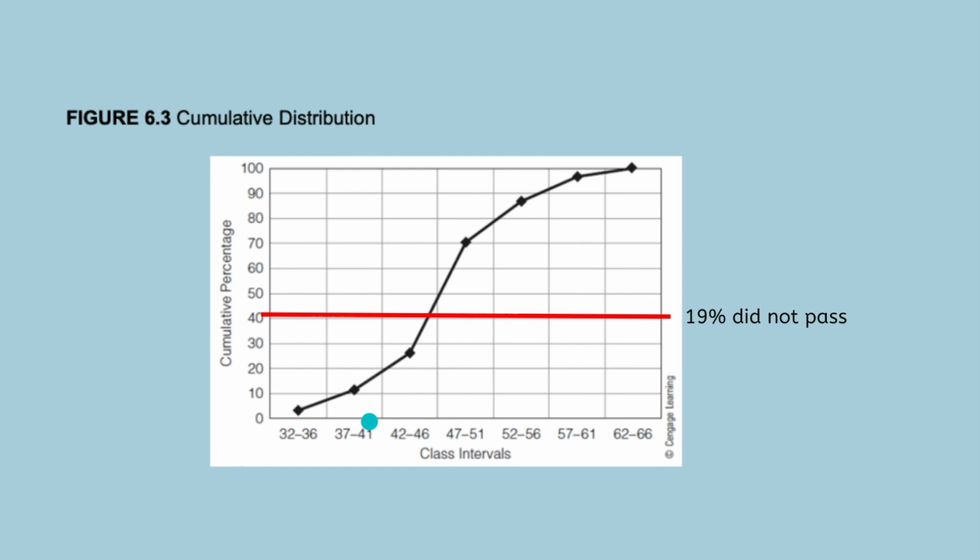And if we look at these kids down under here, we've got about 19% who did not pass. And that helps us understand, ooh, these kids are having some problems. We need to see what are they missing and what kind of things can we do to help them be more successful in this particular area.